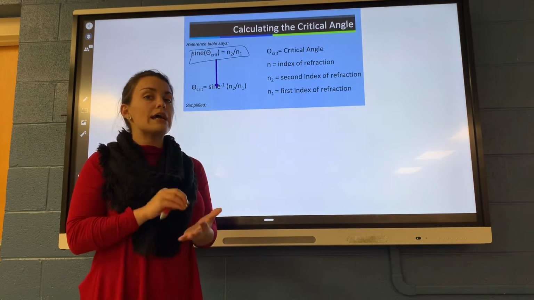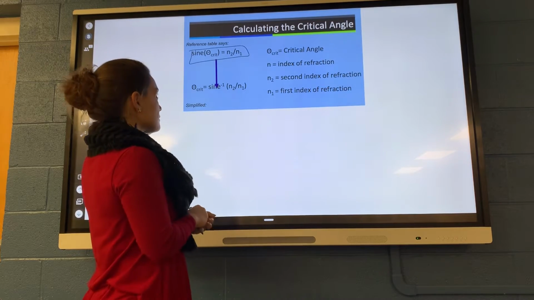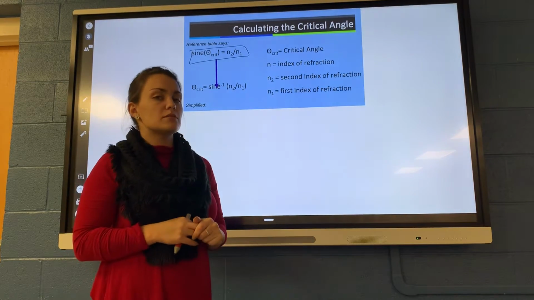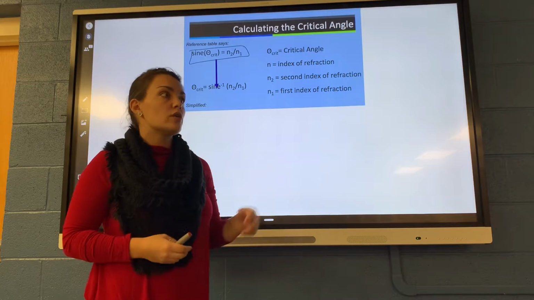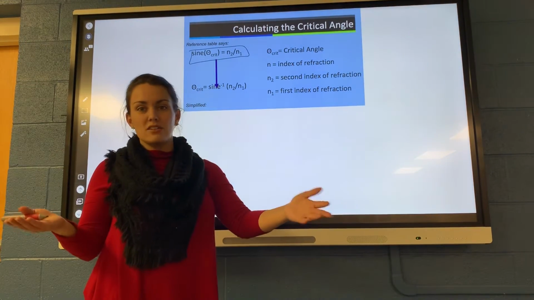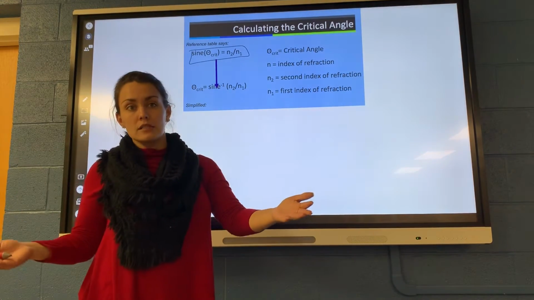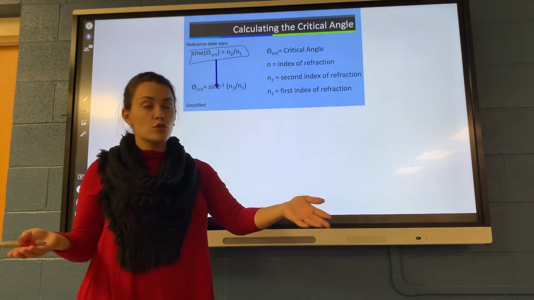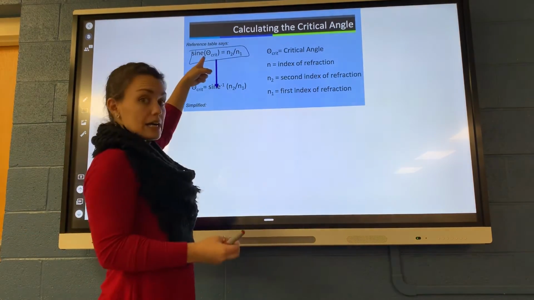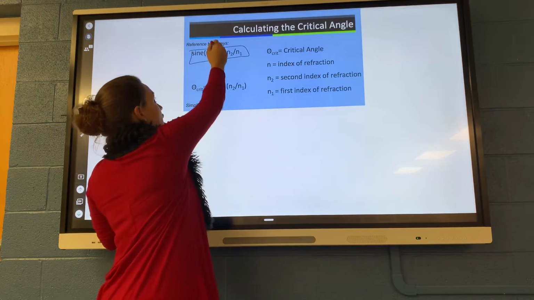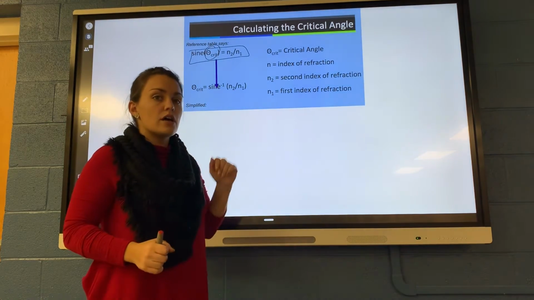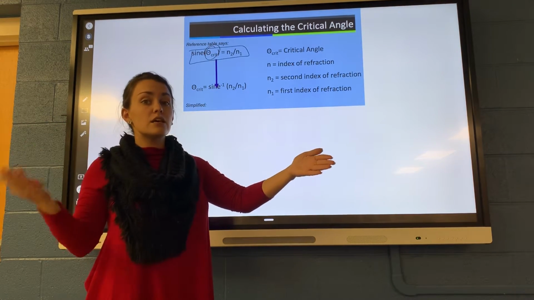We want the angle. So at the very beginning of the year, we talked about some algebraic terms, the opposite, right? What's the opposite of multiply? Divide. The opposite of add, subtract. The opposite of square, square root. So what is the opposite of sine? We need to move sine to the other side so that I have the critical angle by itself. The opposite of sine is inverse sine.